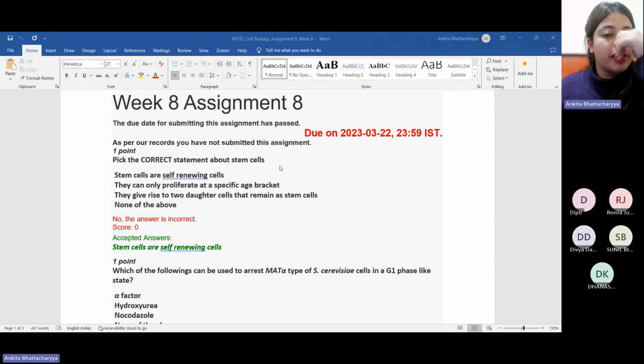So let's go by process of elimination. One stem cell does not give rise to two daughter stem cells. It gives rise to one daughter stem cell and another, which will eventually differentiate into the tissue type it is currently surrounded by, or whatever microenvironment it is surrounded by. Secondly, they do not proliferate within a specific age bracket. They have the ability to proliferate indefinitely, and that is unique and necessary for a cell to be considered a stem cell. They are indeed self-renewing cells, and therefore the first option would certainly be correct, and that is the answer to this question.